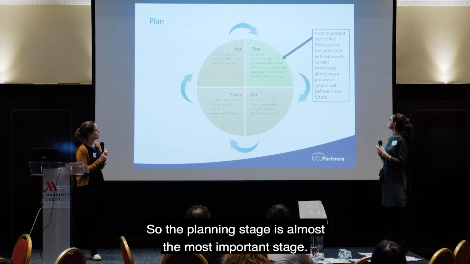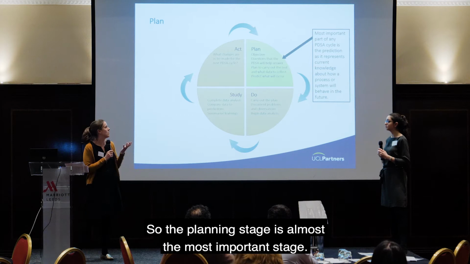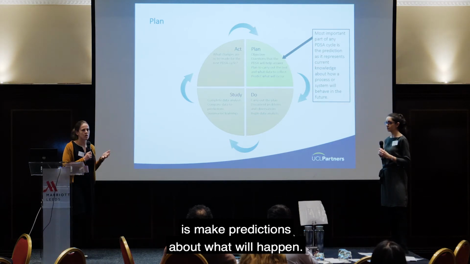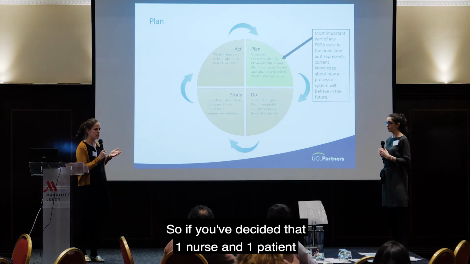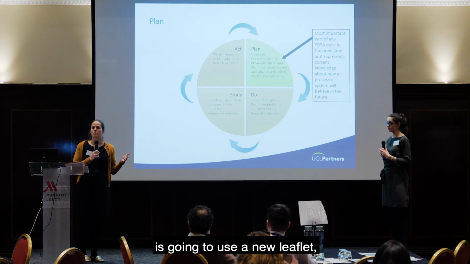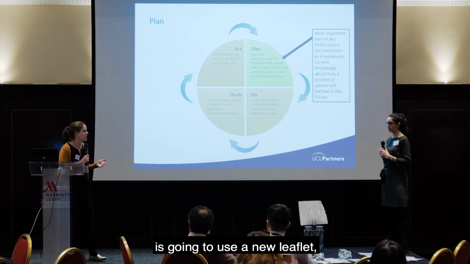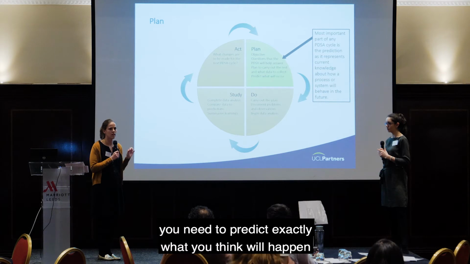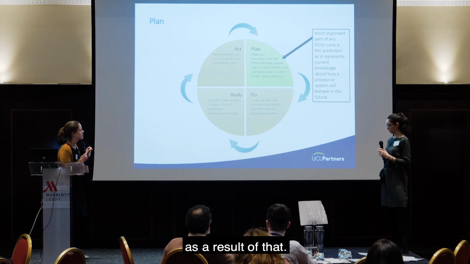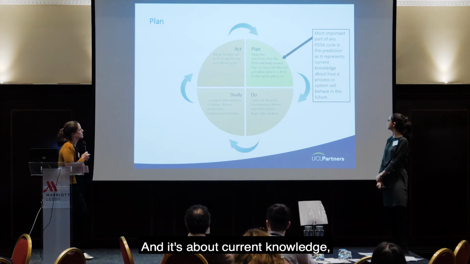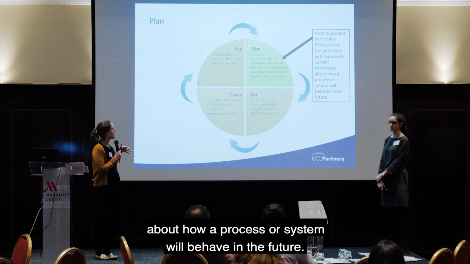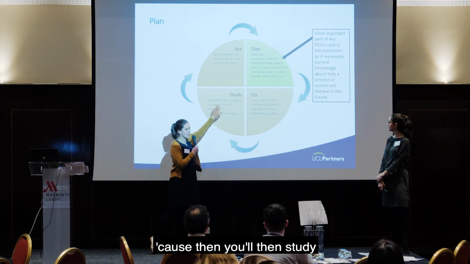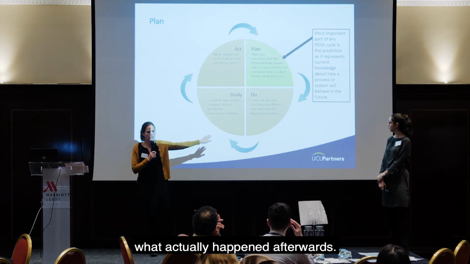So the planning stage is almost the most important stage, and what you're trying to do here is make predictions about what will happen. So if you've decided that one nurse and one patient is going to use a new leaflet, you need to predict exactly what you think will happen as a result of that. And it's about current knowledge about how a process or system will behave in the future. So there's a direct link to your plan, because you'll then study what actually happened afterwards.